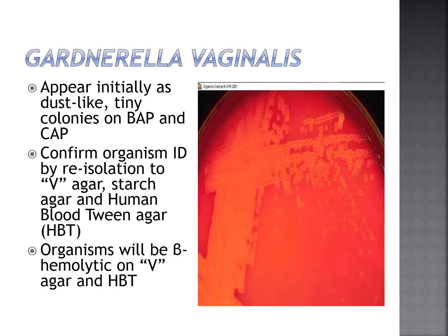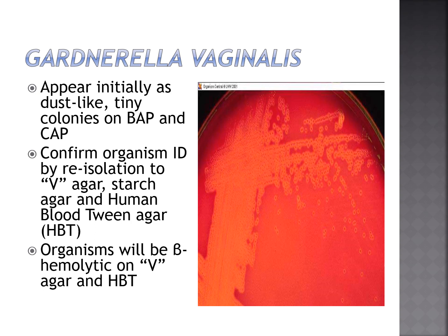Gardnerella vaginalis is a very small, almost dust-like organism that grows on your blood and chocolate plates at about 24 to 72 hours. It usually takes a good 24 to 48 hours before you even see that dust-like colony. Okay? It's often more noticeable on chocolate agar. You can confirm the organism ID by putting on a selective media known as V-agar. V-agar is selected for Gardnerella vaginalis, and the organism appears to be very, very tiny and beta hemolytic, and you can see that in the image on the right.